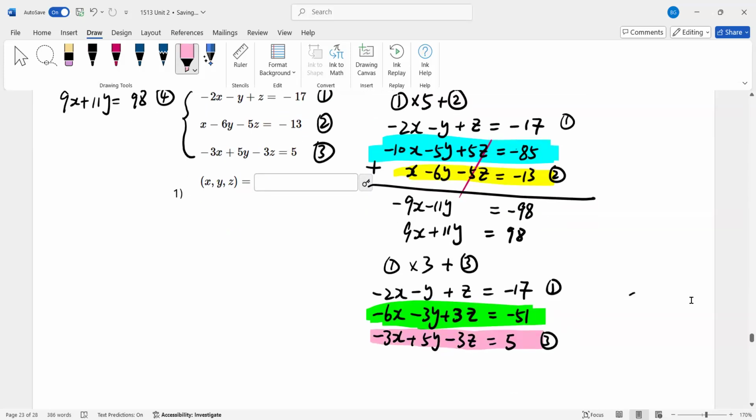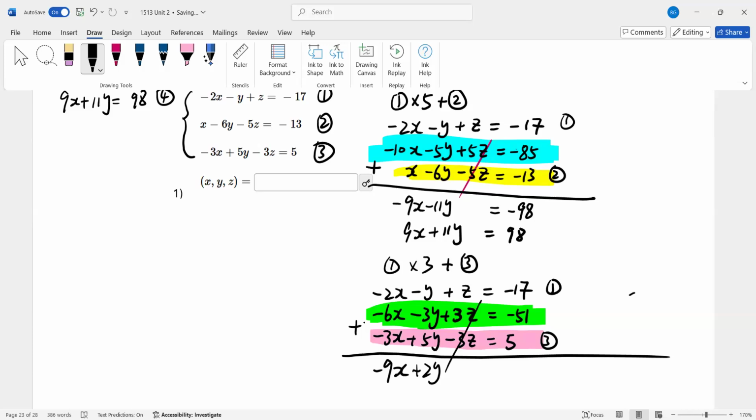Now I'm going to add the two equations together, the green one and the pink one. Negative 6x and negative 3x is negative 9x. Negative 3y plus 5y is positive 2y. 3z cancels negative 3z, right? That's what we planned to achieve. Right side, negative 51 plus 5 is negative 46.